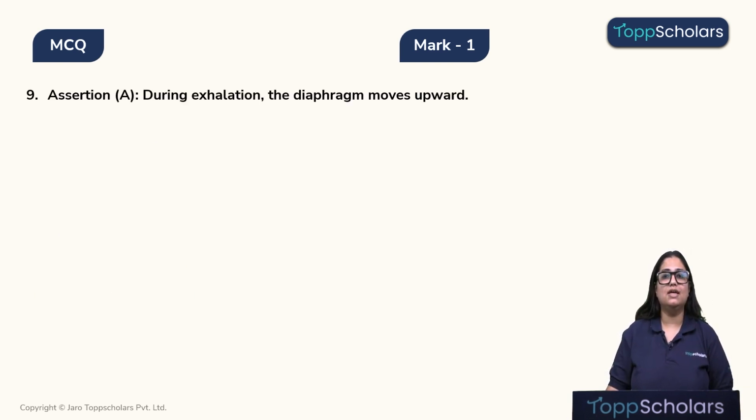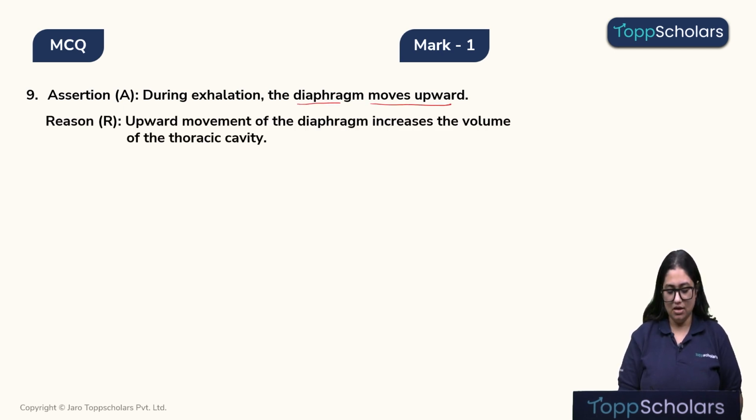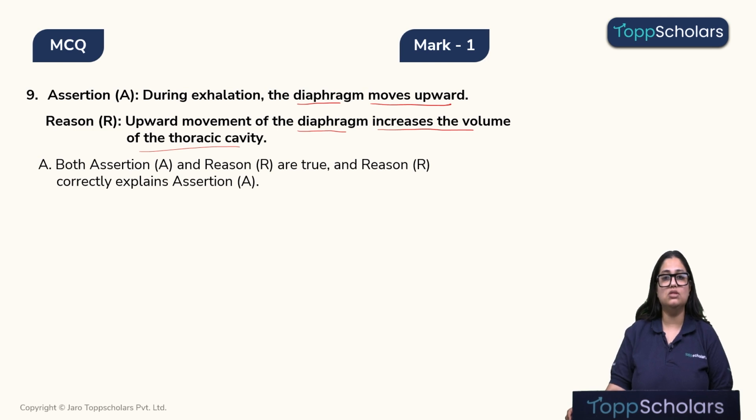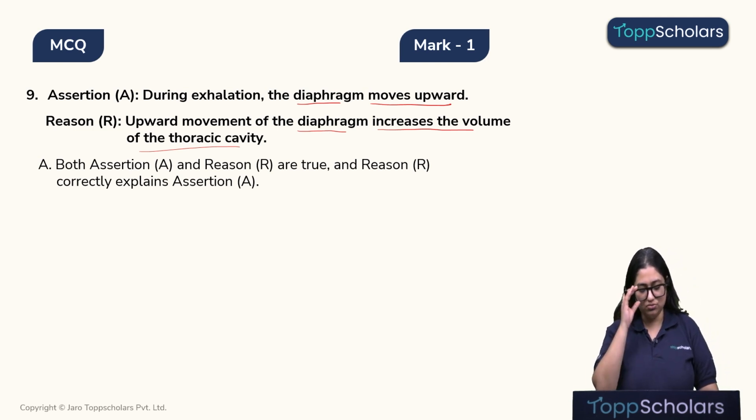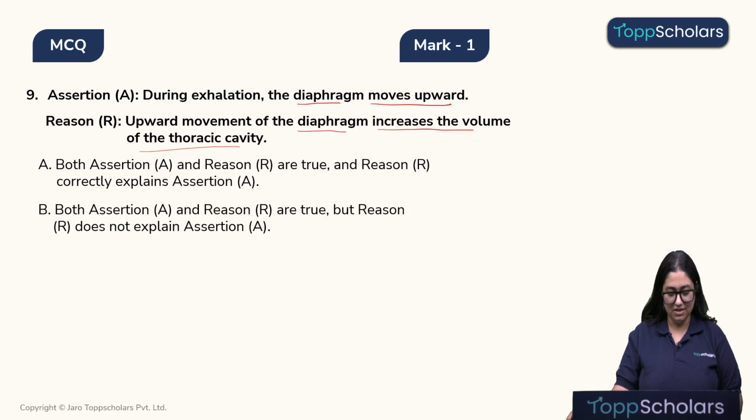Assertion: during exhalation, the diaphragm moves upwards. Reason: upward movement of the diaphragm will increase the volume of the thoracic cavity. Options are: A, both assertion and reason are true and reason correctly explains the assertion. Option B, both assertion and reason are true, but reason does not explain the assertion.